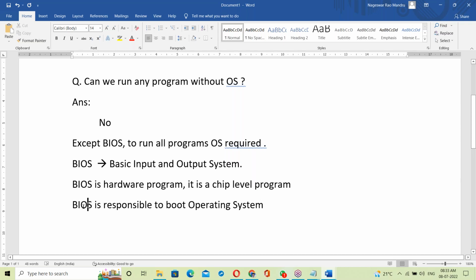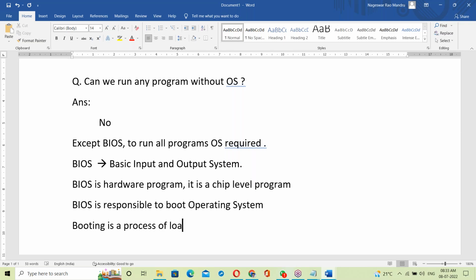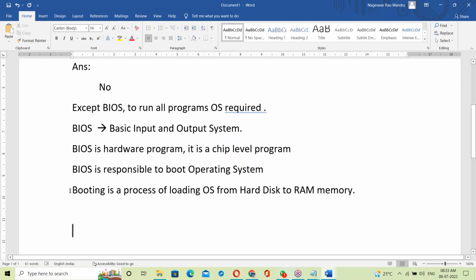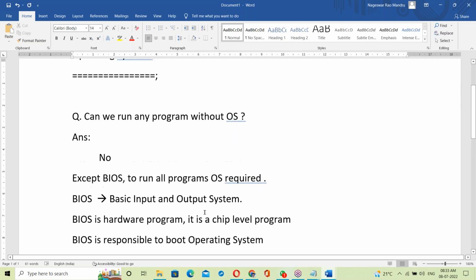So what is booting here? Booting is a process of loading the OS from the hard disk to RAM memory. That's it.